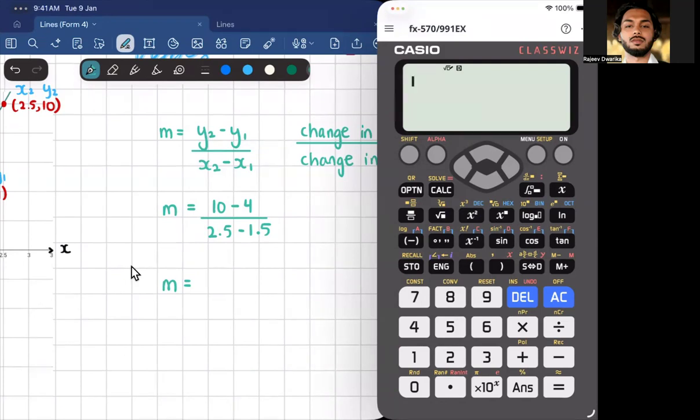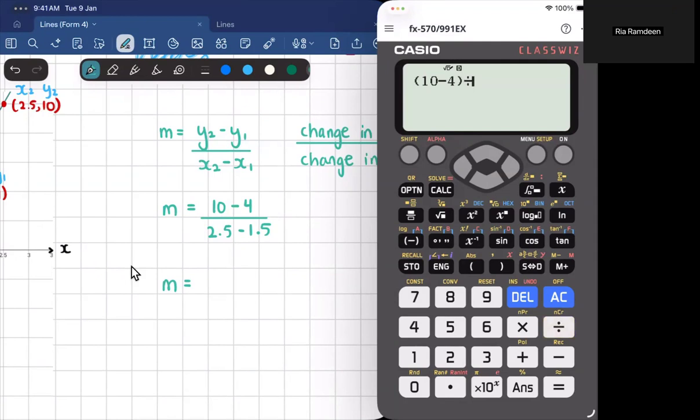So Ria, you said you get 6.9? Yes. Do you have a Sharp or a Casio? Sharp. If you have a Sharp, then you need to separate the numerator from the denominator. So what we're going to do is put open bracket 10 minus 4 close bracket. When I do that, it means I separate the numerator. The whole thing, 10 minus 4, is the numerator.